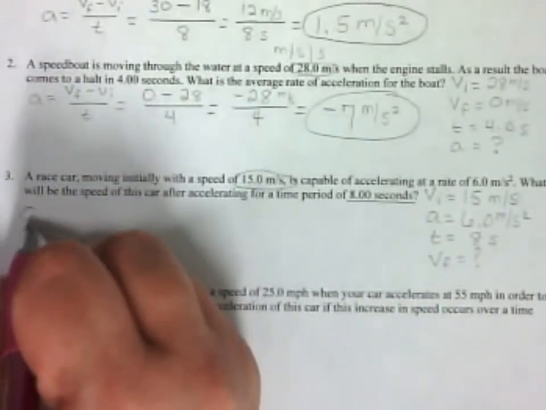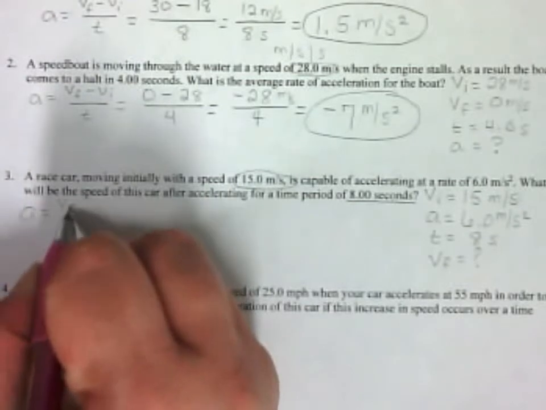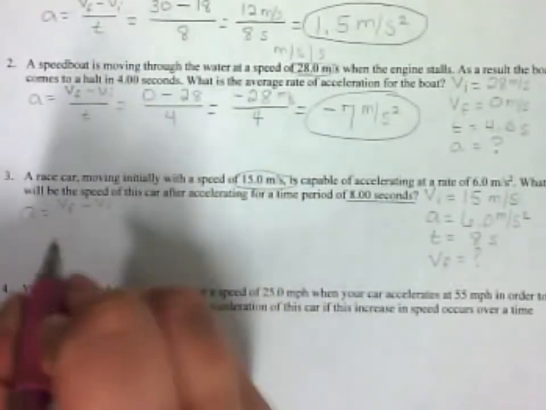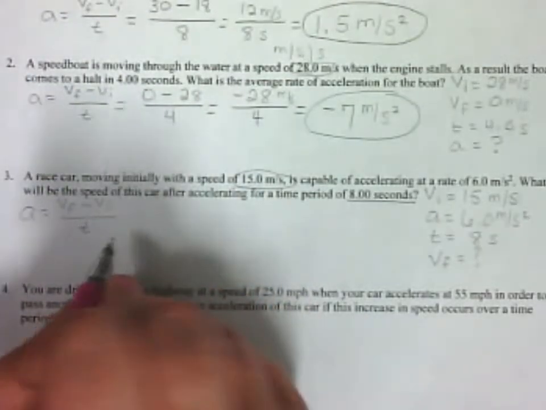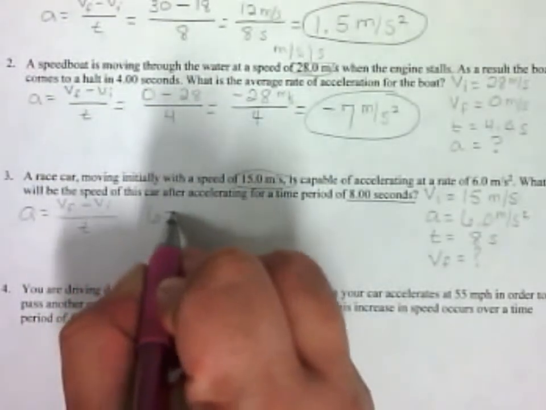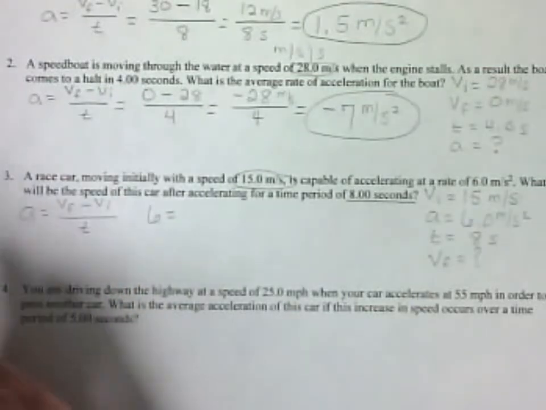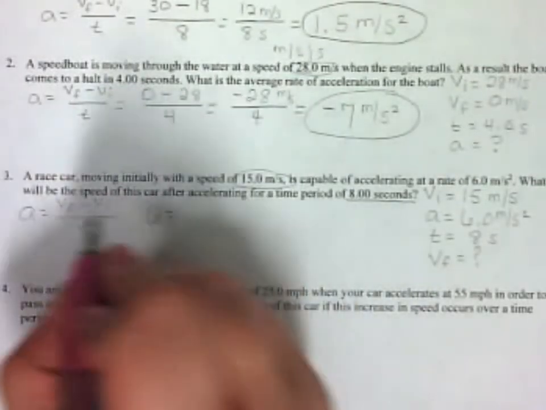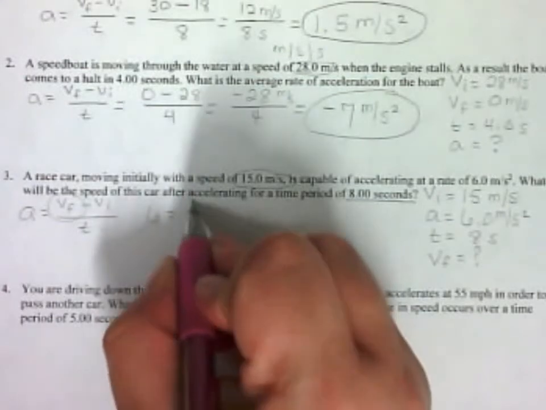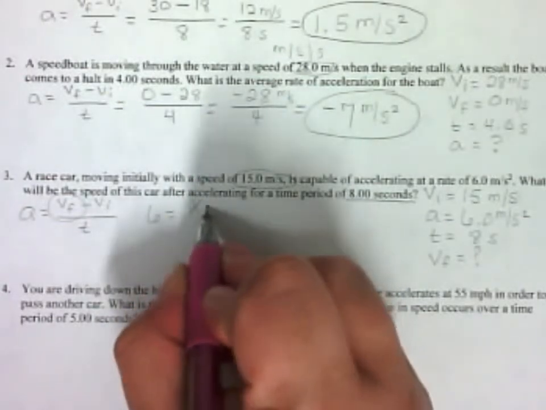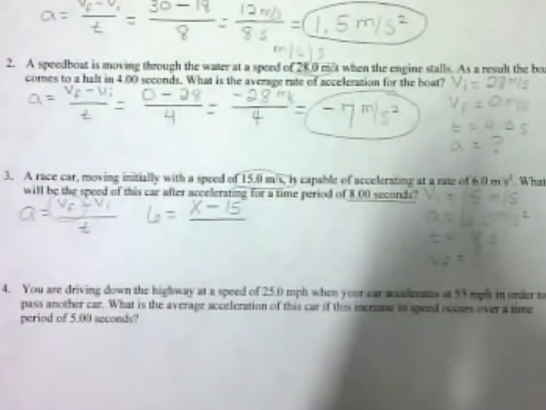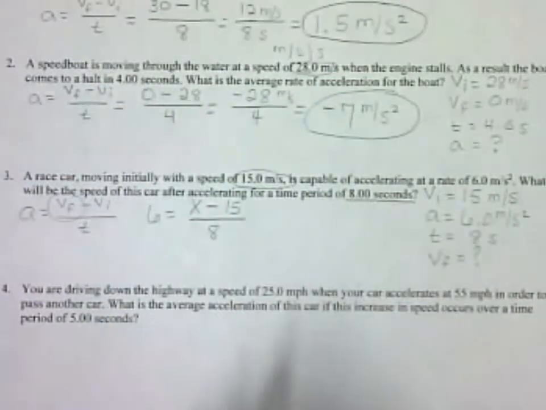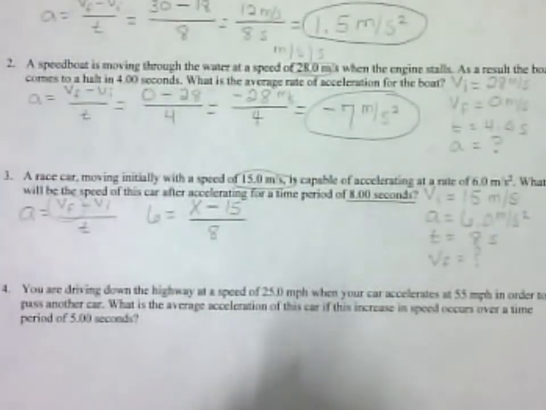Go ahead and step 2, write out our formula. Vf minus vi divided by t. And we're going to plug in what we have. We know we're looking for an answer being 6 there. All right, we don't know our vf, so I'm going to go ahead and put an x in there for now. Minus vi, which was 15, divided by 8. All right, now we have an algebra problem. So we've got to solve for x, which will be our final velocity.